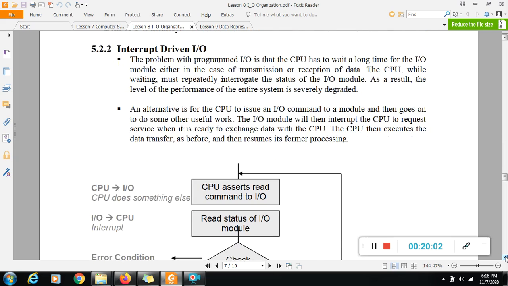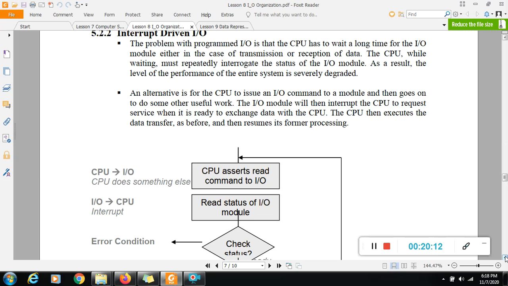An alternative is for the CPU to issue an I/O command to a module and then go on to do some other useful work. The I/O module will then interrupt the CPU to request service when it is ready. In other words, if, for instance, you have X, which is the CPU, and Y, which is the input-output module, instead of X, the CPU, keeping on polling or checking whether Y is ready, X issues an instruction to Y: go and do this task. When Y is done with the task, Y tells X, I'm ready with the task. Are you ready to consume what I have, the report? And the CPU just gets that interrupt, consumes the task, and does the processing.